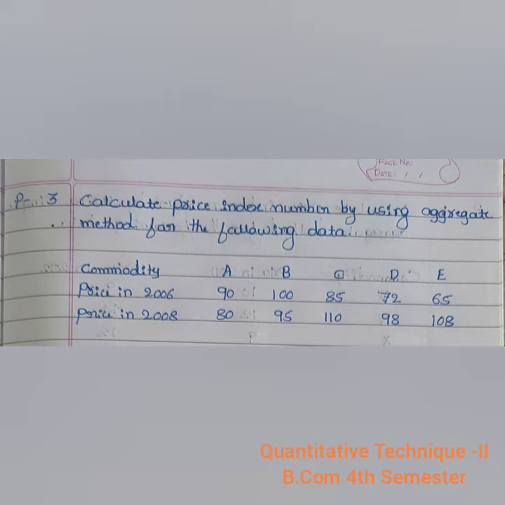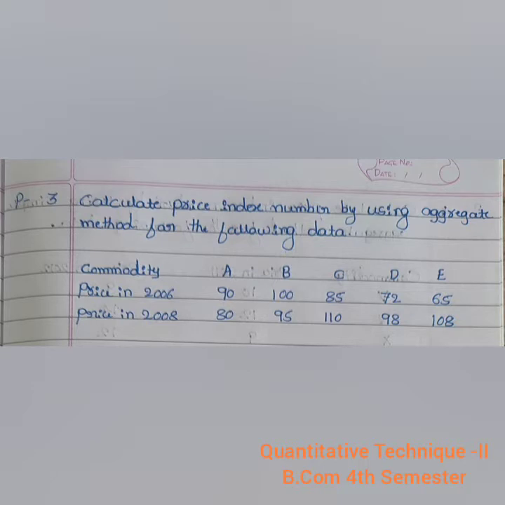Calculate the price index number by using the aggregate method for the following data. Okay, what data are given? Commodities, price in 2006, and price in 2008. The commodities are A, B, C, D and E. Price in 2006: 90, 100, 85, 72, 65. Price in 2008: 80, 95, 110, 98, 108.